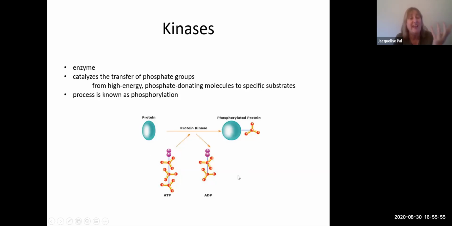So this requires energy. This process of kinases doing their work is known as phosphorylation. And always remember in the back of your mind, this requires energy.